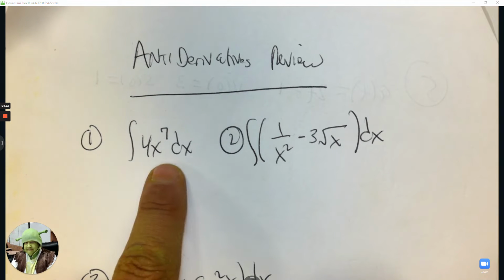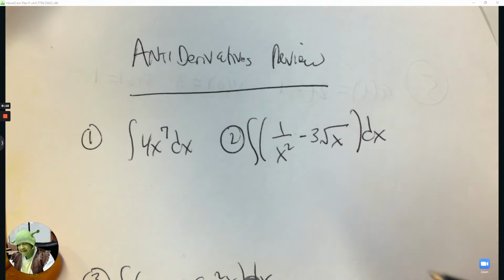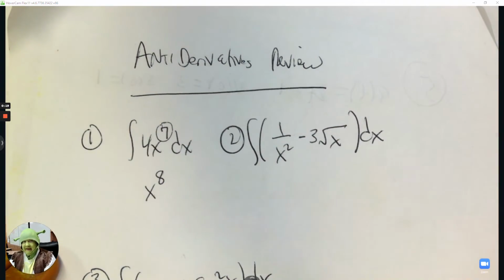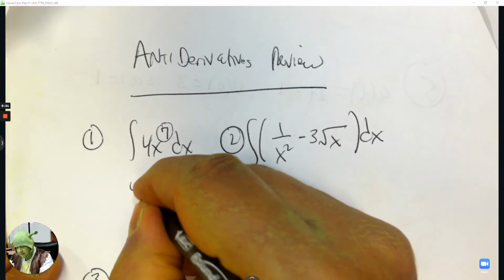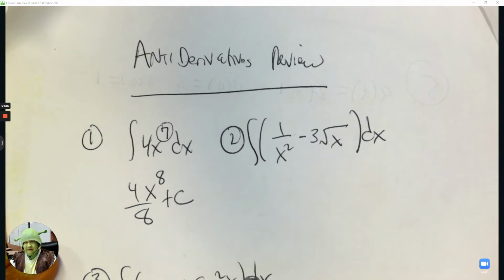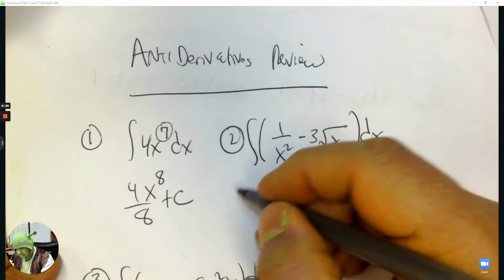So look, how do I do an antiderivative? The key is to look at the exponent and add 1 to it, and then you divide by that exponent. And don't forget the candy at the end, plus c. We can reduce it down, but it's not necessary. Let's try that again.